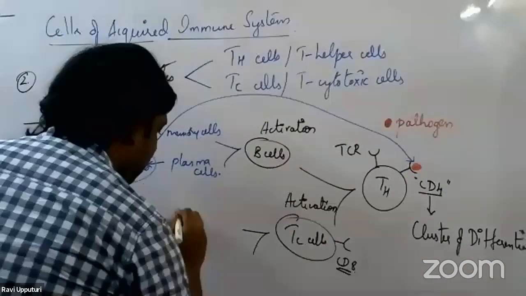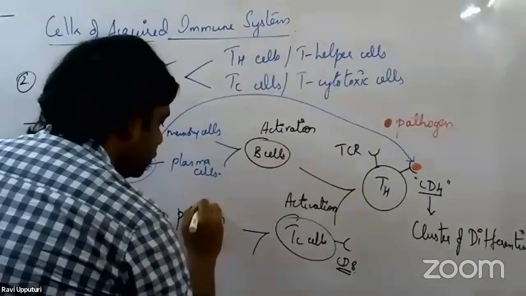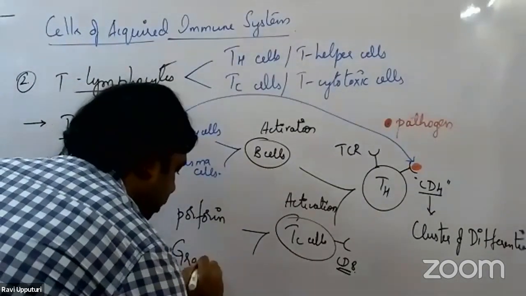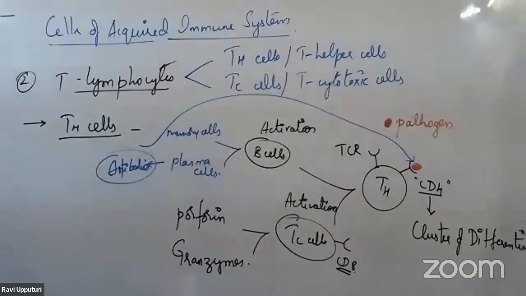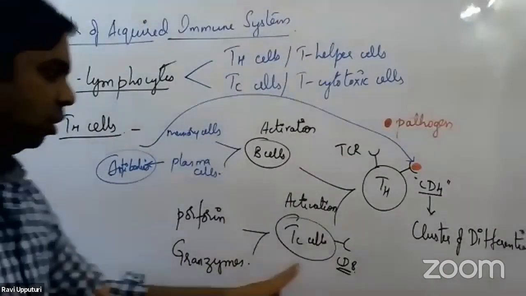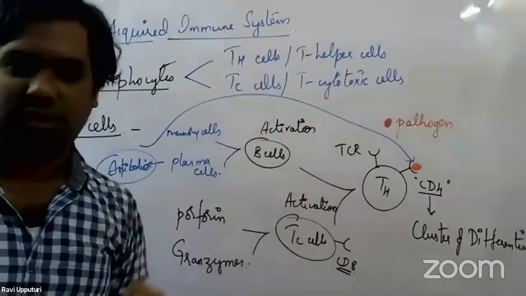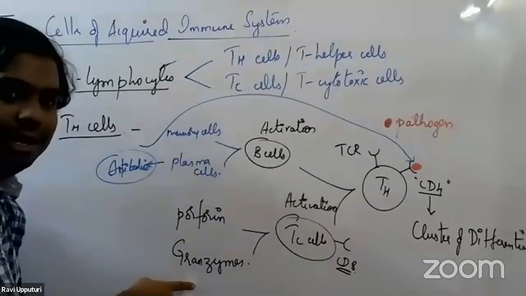One is called perforin. The other one is called granzymes. Upon activation of TC cells, the TC cells start producing two types of chemical substances: one is called perforin and the other one is called granzymes.